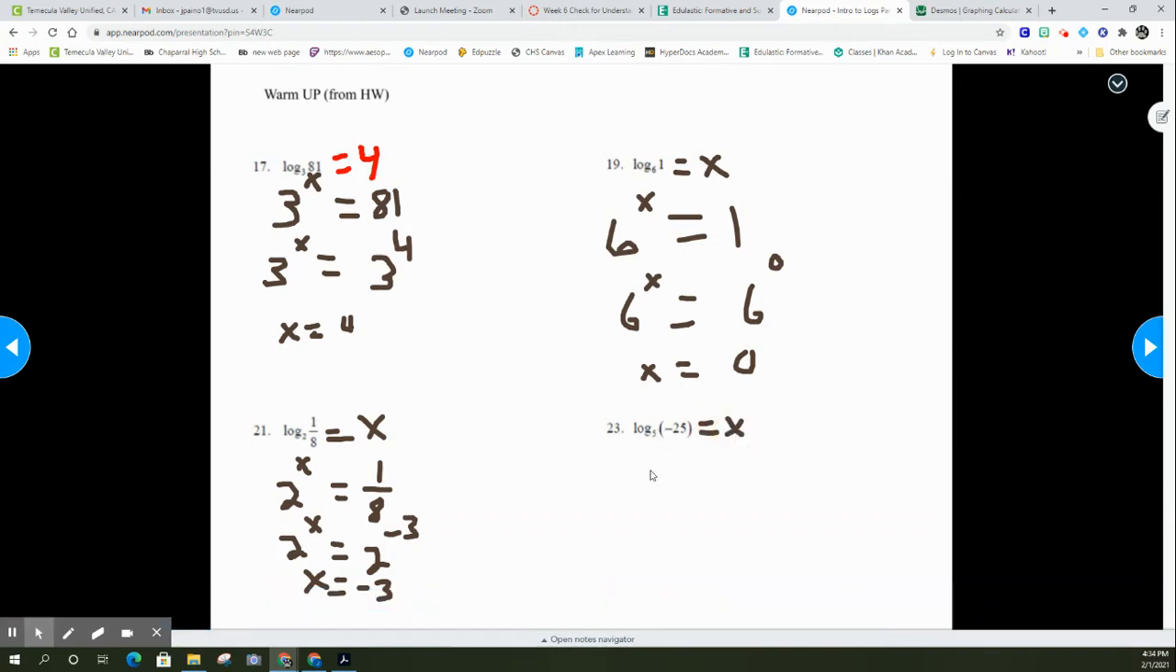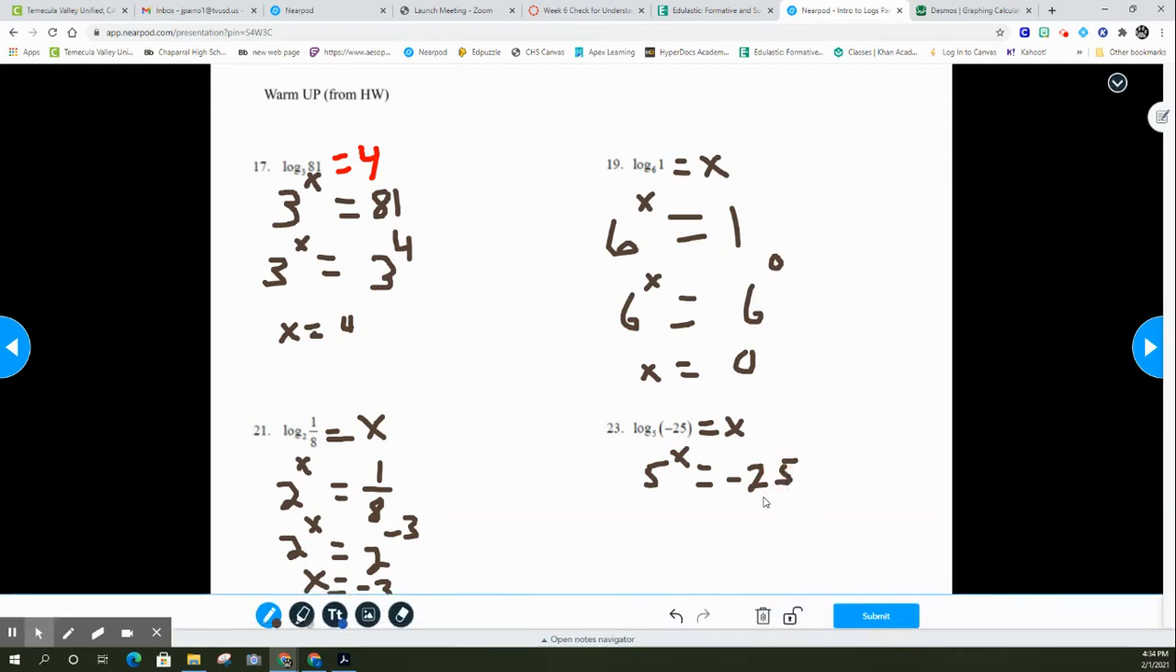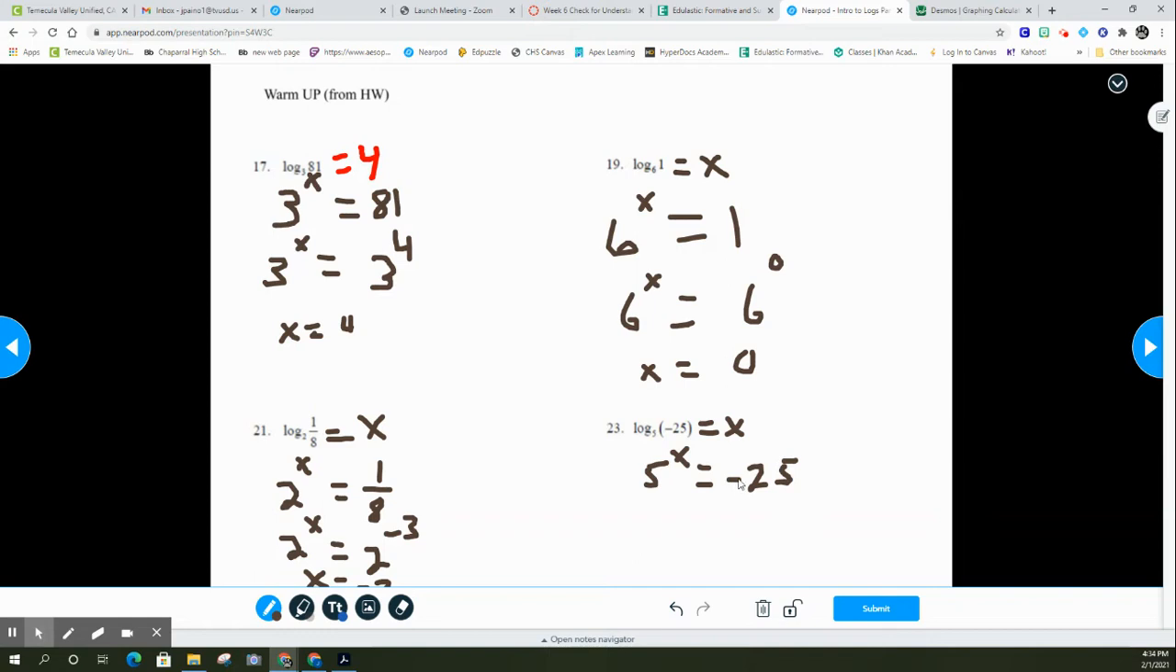All right, so we go 5 to the what power equals negative 25. And hopefully you see that there's an issue here, because that's negative and that's positive. There's no way for that to happen. So that does not work. So no solution there.